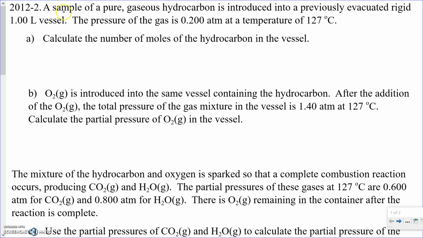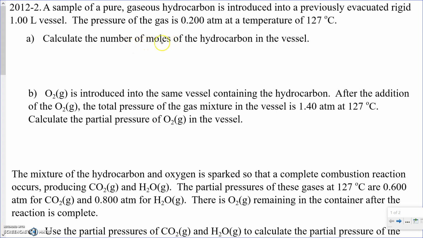2012 number 2 says that a sample of a pure gaseous hydrocarbon is introduced into a previously evacuated rigid 1-liter vessel. The pressure of the gas is initially 0.200 atms at a temperature of 127 degrees Celsius. And the first thing we're asked to do here is to calculate the number of moles of the hydrocarbon.